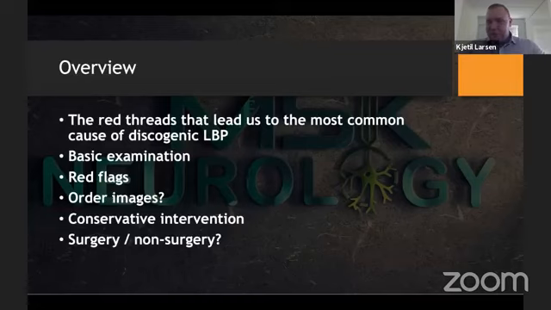Now, the first segment is going to be about the red threads in the research. It has been said that we don't really know what causes low back pain. Well, a lot of research shows that there are some red threads that we can follow to see the mechanism of pathology. So we will talk briefly about that. We will talk about basic examination today, some red flags, whether or not to order imaging, which is an interesting topic, and whether we should choose a conservative or surgical approach to the case at hand. So let us get started.